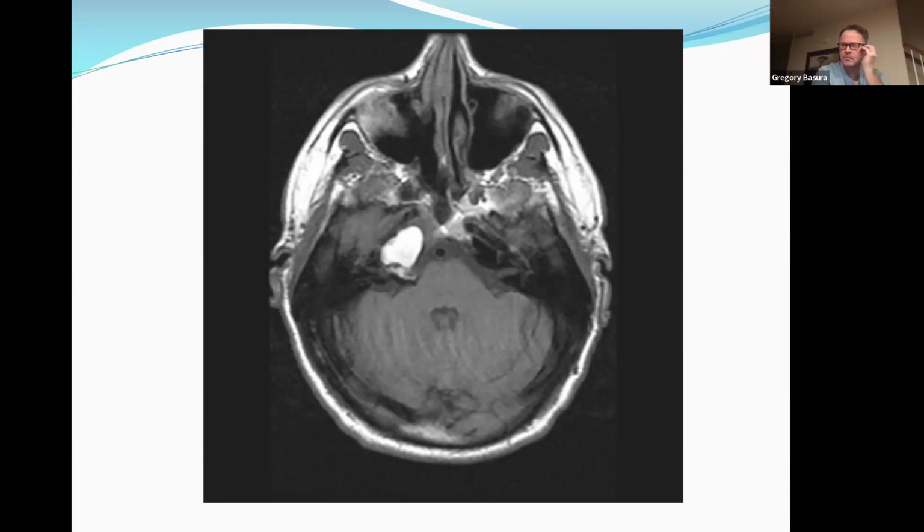What else can I say about it? Doesn't seem to be destroying any structures around it. It seems to be just an expansion. What if I told you that on T2 weighted image, which I don't have, that it's also bright? It's bright on T2 and it's bright on T1 with contrast. What would that tell you, based on these characteristics? Oh, that it's got blood in it.